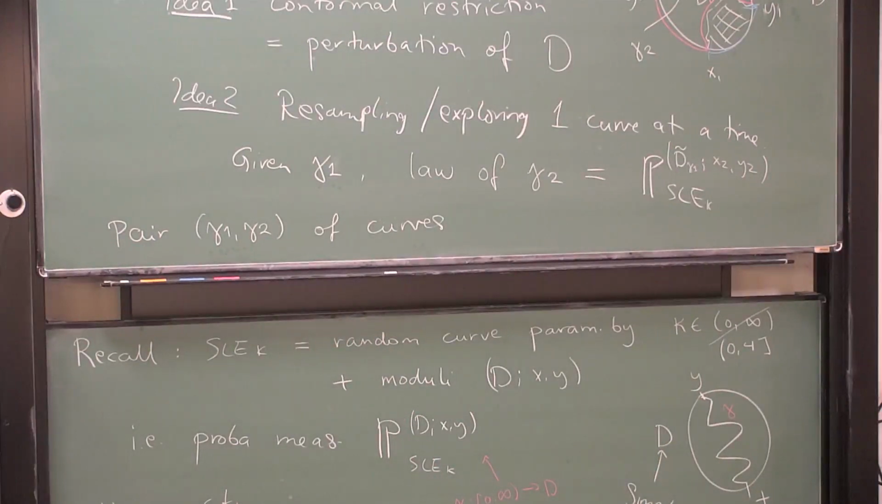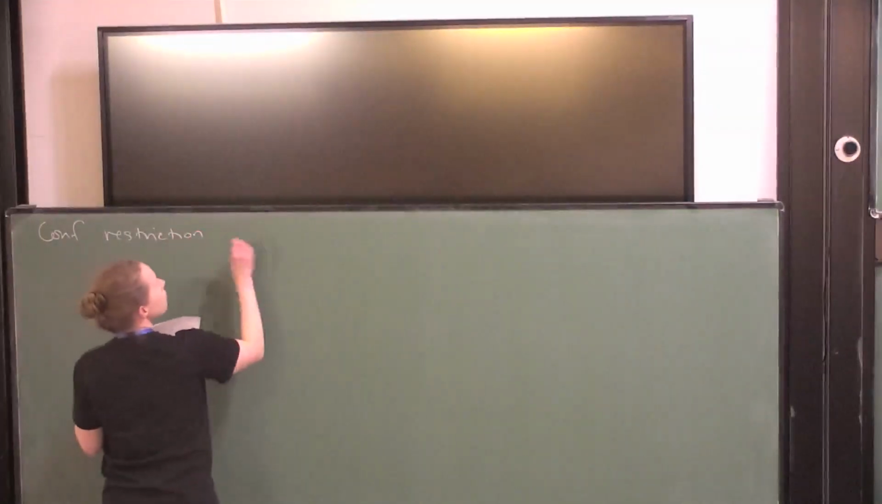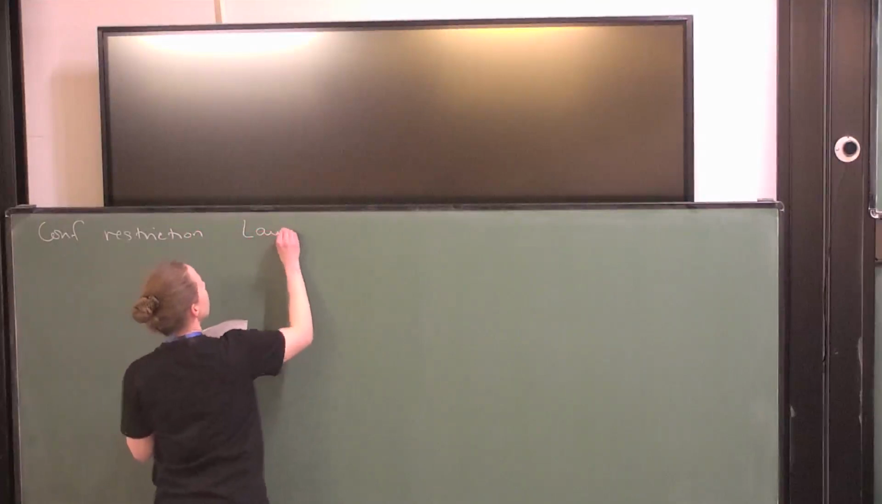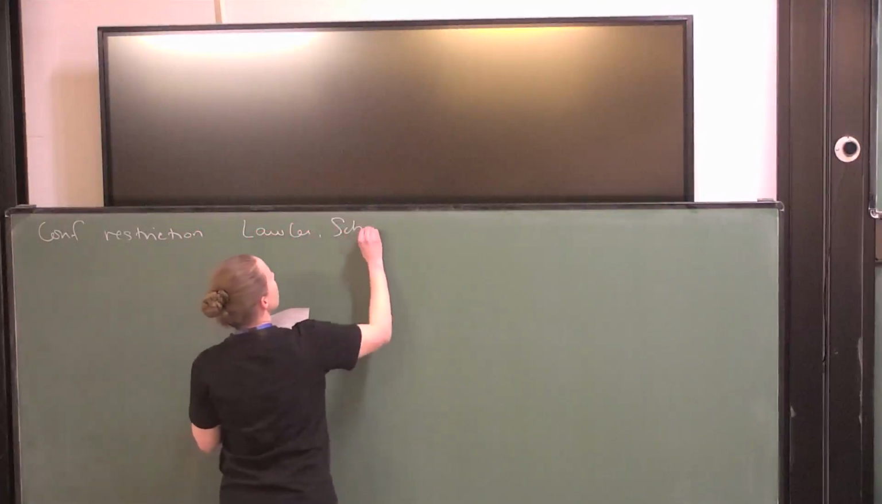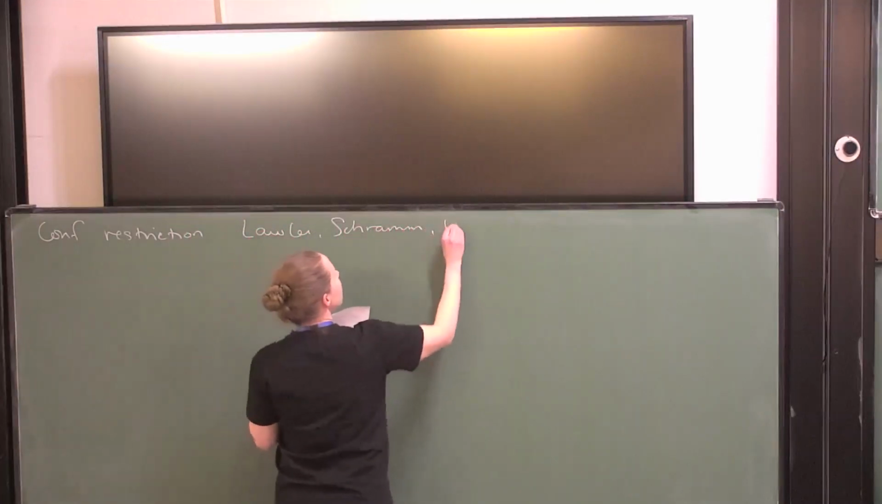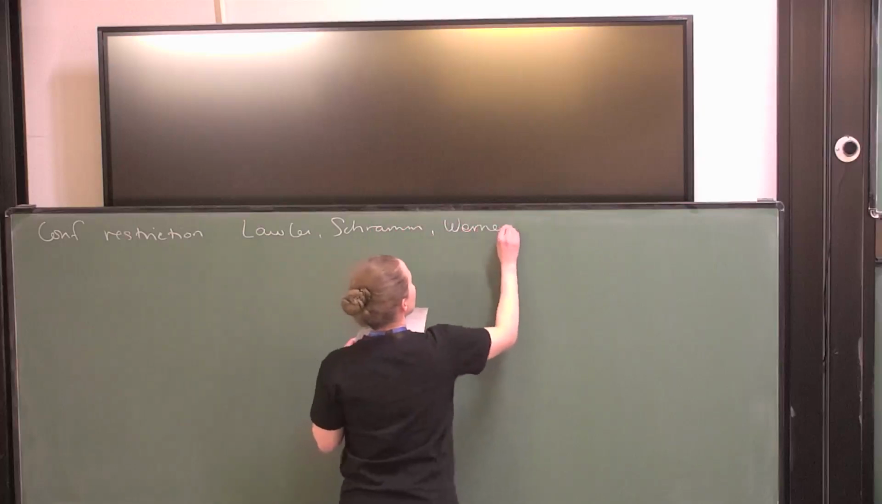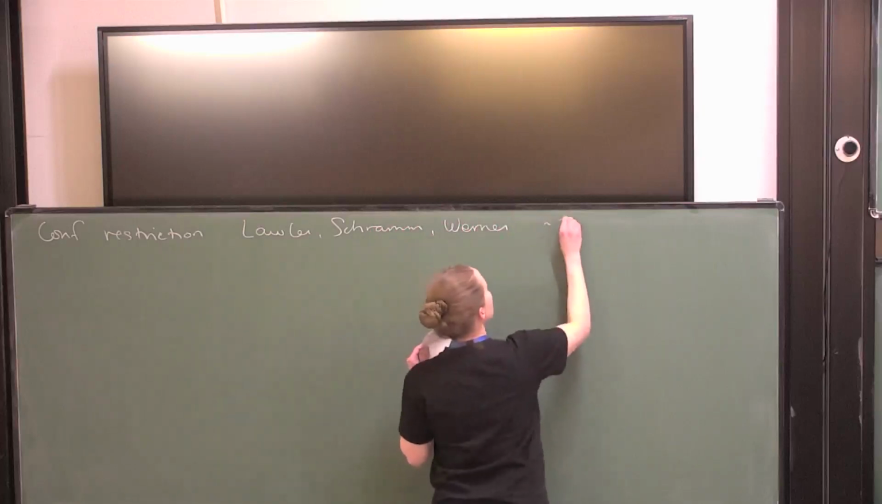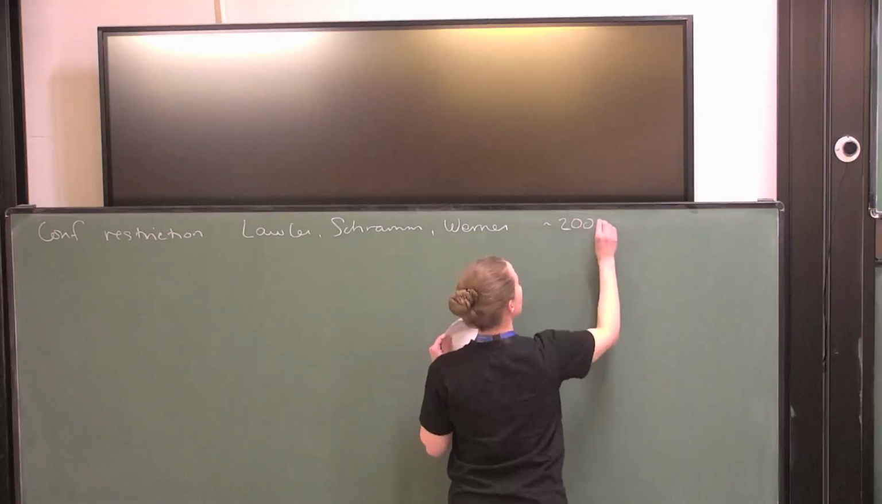So people talk about conformal restriction. This was maybe coined by Lawler, Schramm, Werner, around, when was it? 2000-something? 2003?